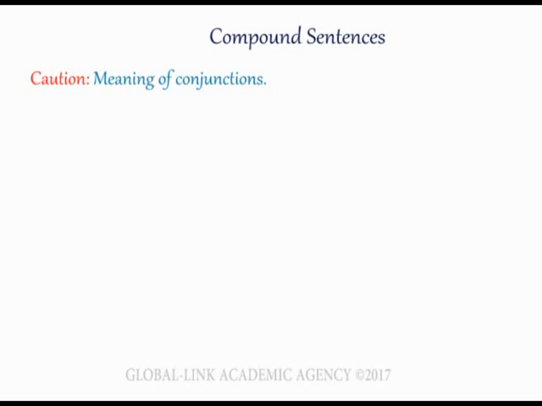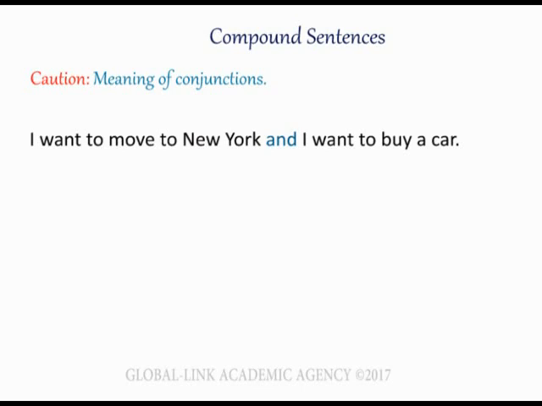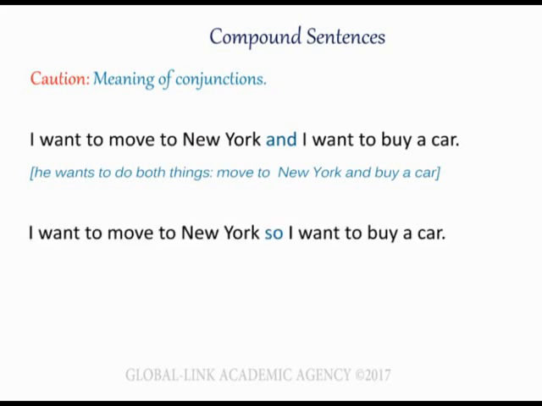Another example, I want to move to New York and I want to buy a car. This sentence means the speaker wants to do both things, move to New York and buy a car. Another one, I want to move to New York, so I want to buy a car. This time, the action he will buy a car is just a consequence of the action he will move to New York.